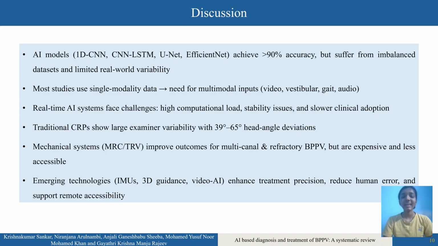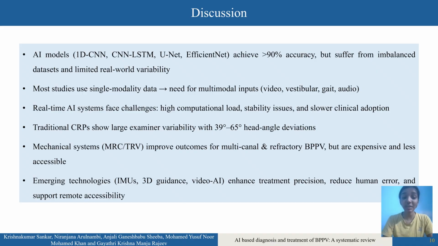Discussion section. AI plays a major role in diagnosis of BPPV by using AI models like 1D CNN, CNN-LSTM, UNet, and EfficientNet, providing an accuracy greater than 90%. But the limitation lies in the imbalanced dataset, which in turn provides limited real-world variability. Most studies use a single modality of data, but we need multimodal inputs, which include video, vestibular, gait, and audio. Real-time AI systems face challenges like high computational load, stability issues, and slower clinical adoption.